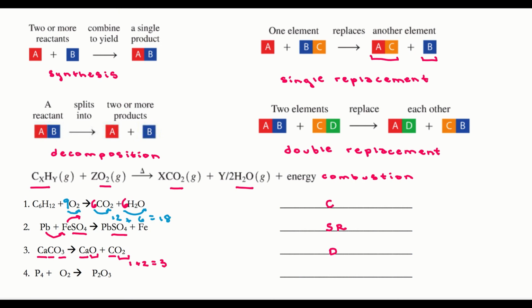For number 4, notice I've got P4 reacting with O2 to produce P2O3. So I've got 2 different reactants combining together to form one product. So this is going to be a synthesis reaction, and I do need to balance this one. So I've got 4 phosphoruses here on my reactant side, 2 on my product side. So I've got to put a 2 in front here to make that 4. Now I've got 6 oxygens on my product side. So to make that 6 oxygens on my reactant side, I'm going to put a 3 in front, and I am now balanced.